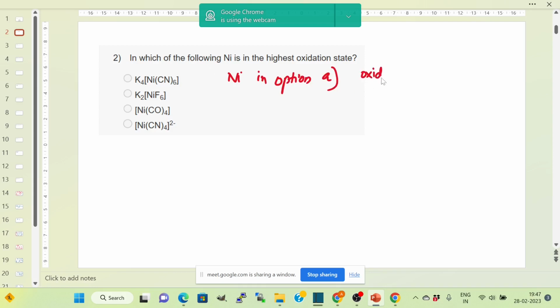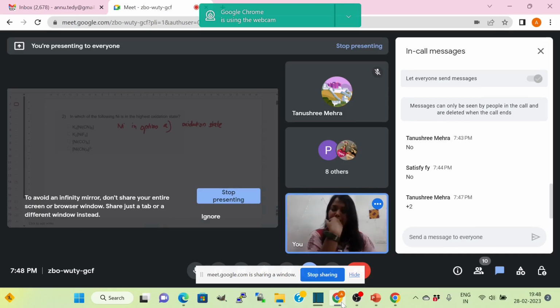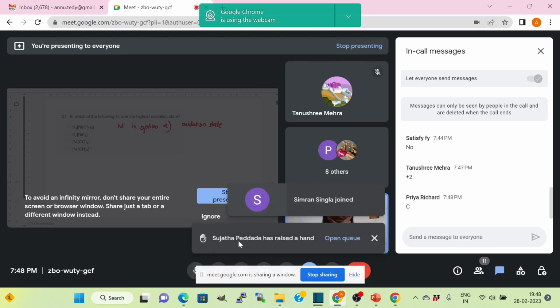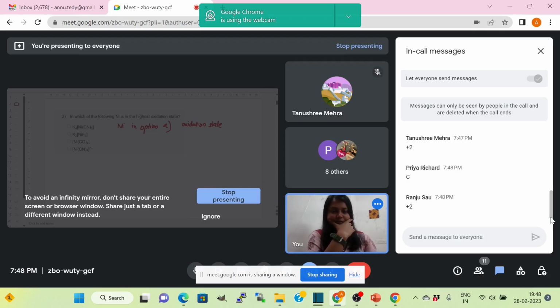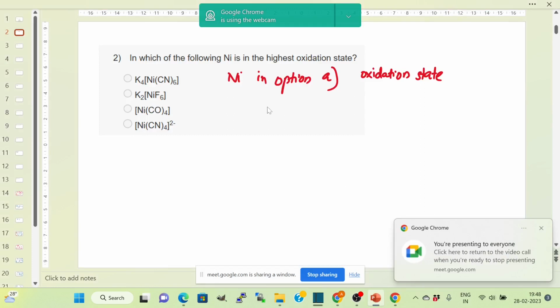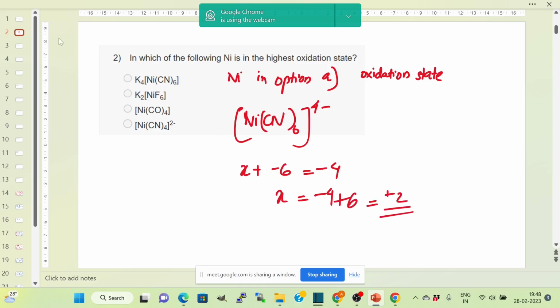Oxidation state of Ni, nickel. Okay, someone has raised a hand. Sujada, do you have a doubt? Okay, so everyone has said plus 2 as the oxidation state. So let us just solve. As we have 4K outside, the overall complex's charge will be 4 minus. So now we'll solve x plus minus 6 is equal to minus 4, and x is equal to minus 4 plus 6, which is plus 2.